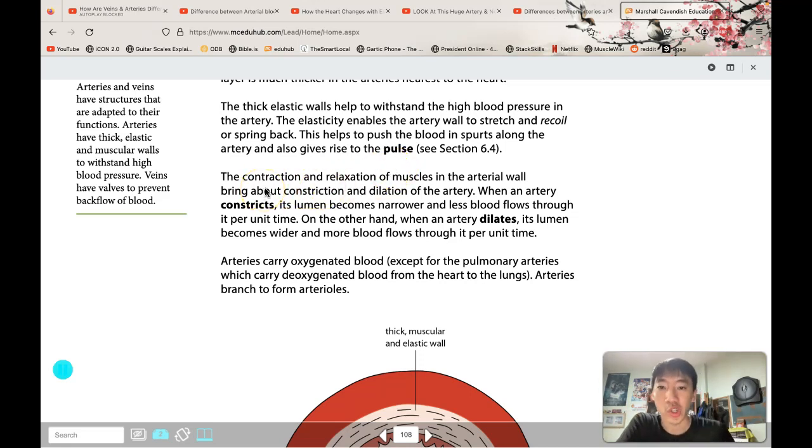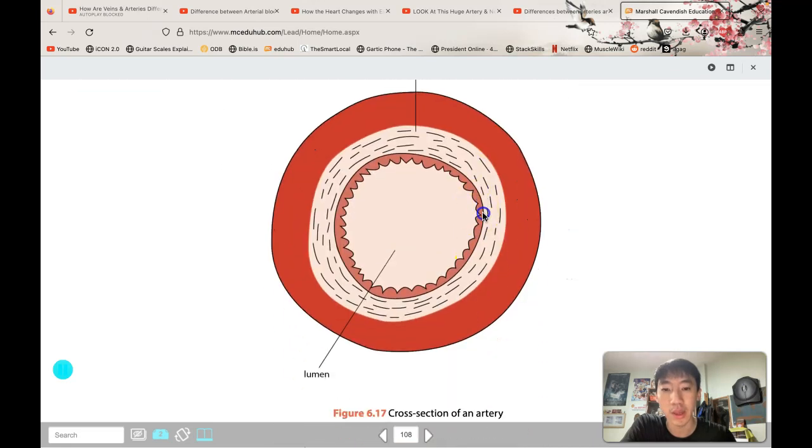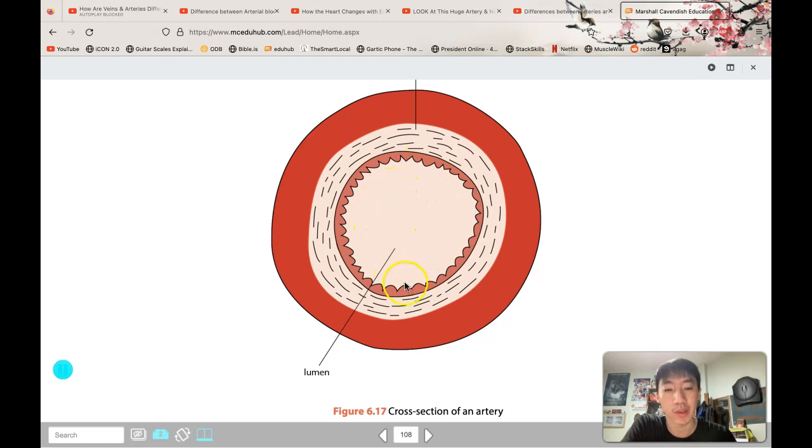So this contraction and relaxation of muscles in the arterial wall brings about constriction and dilation of the artery. When an artery constricts, its lumen becomes narrower and less blood flows through it per unit time. On the other hand, when an artery dilates, its lumen becomes wider and more blood flows through it per unit time. The word lumen is the empty space in any blood vessel.